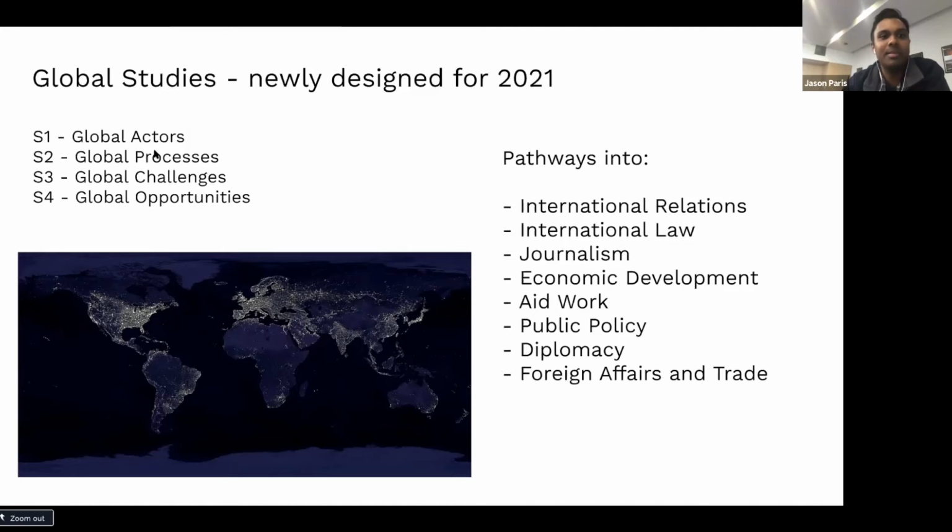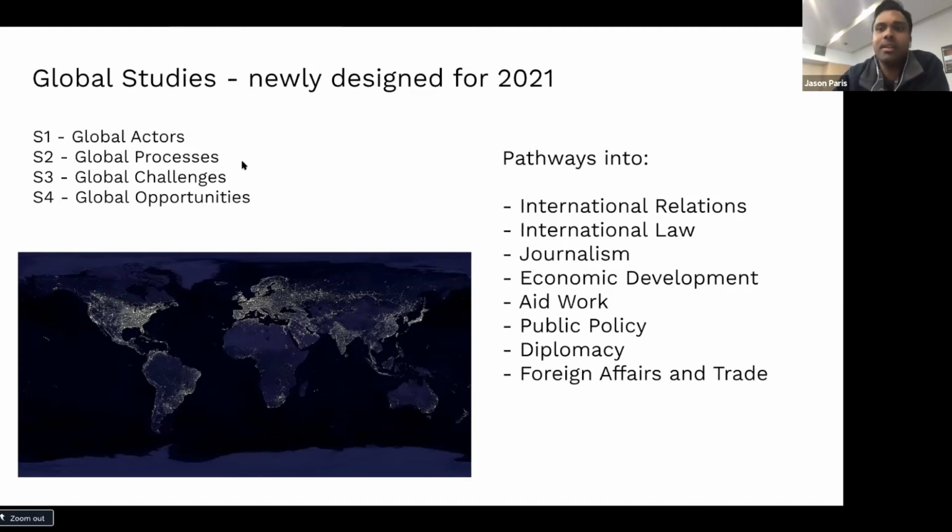We then move into semester 2 looking at global processes. So depending on student interest, we can look at trade, we can look at law, we can look at military disputes, we can look at sanctions. Whatever students are interested in, we can look at the global processes that help make the world function and ensure a degree of peace and security.